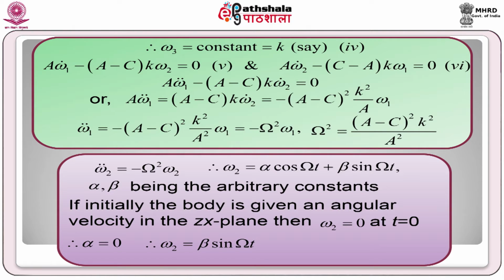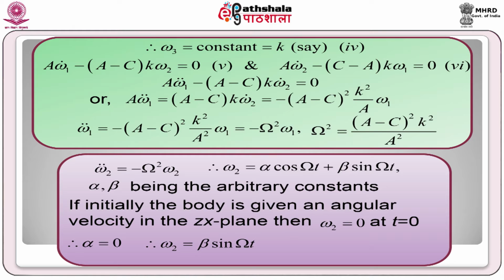If we substitute the value of omega 2 dot here, then we get this one. Please note that this is a constant. After dividing by A, we get omega 1 double dot equal to this one. This is also a constant.